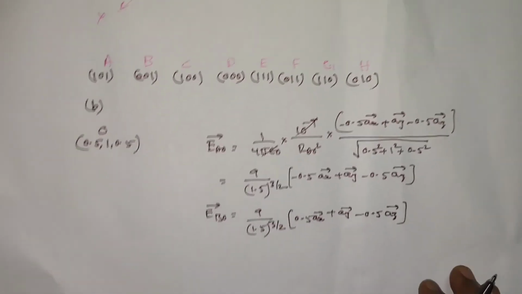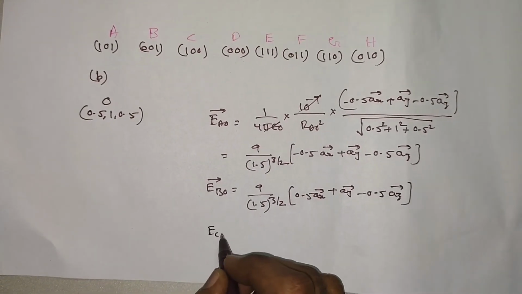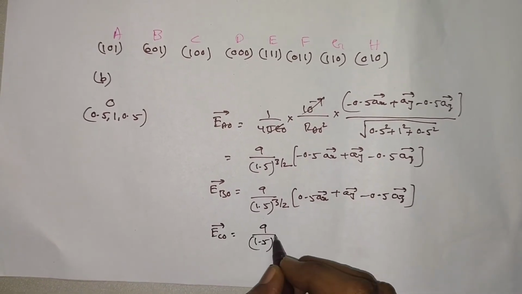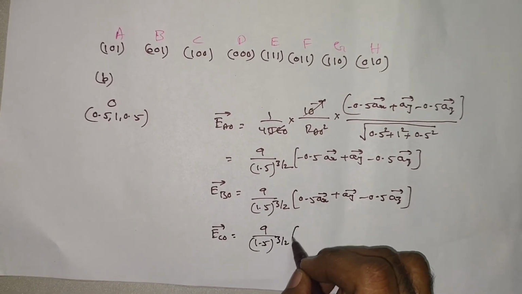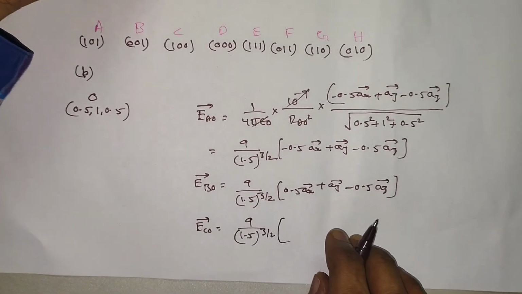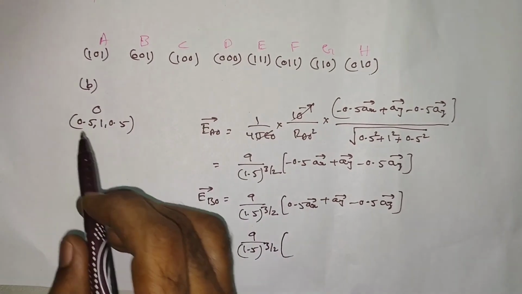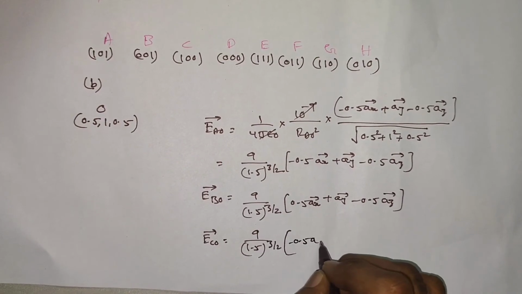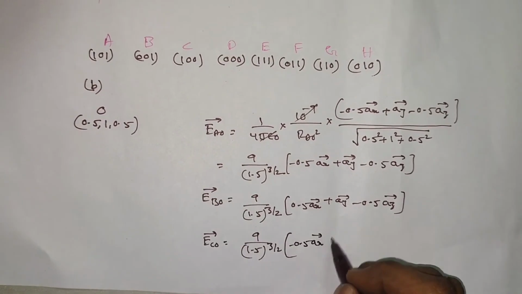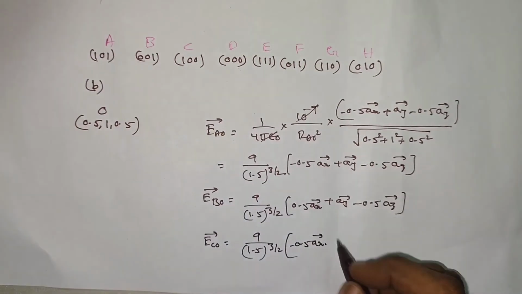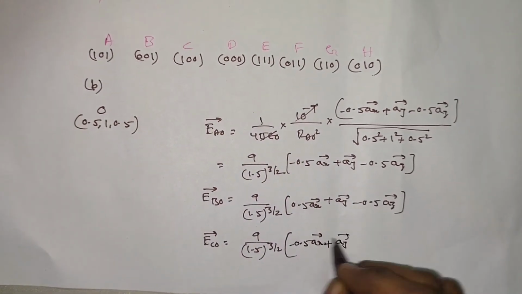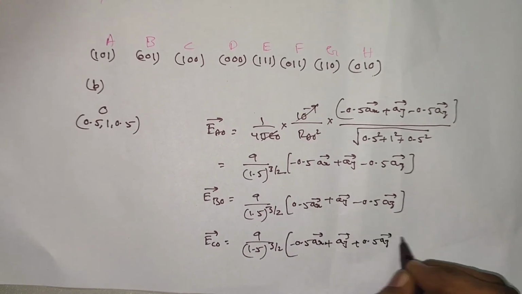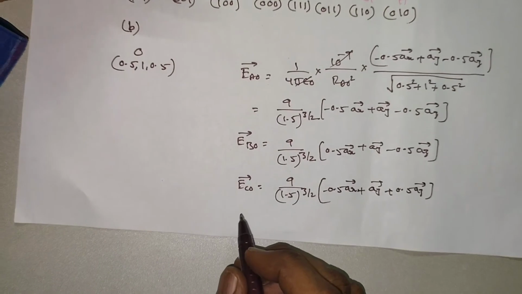Similarly, we are going to have E_CO, which is equal to 9 by 1.5 power 3 by 2 into, for C and O, 0.5 minus 1, minus 0.5 a_x bar, plus 1 minus 0 a_y bar, and 0.5 minus 0, plus 0.5 a_z bar. So as simple as that. Similarly, you can also find out E_DO bar.